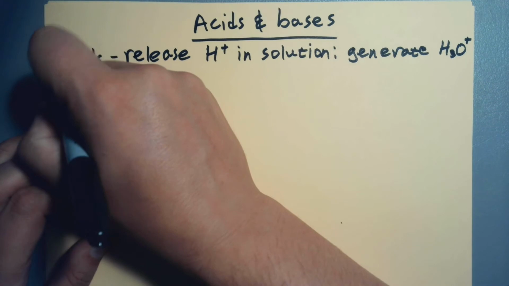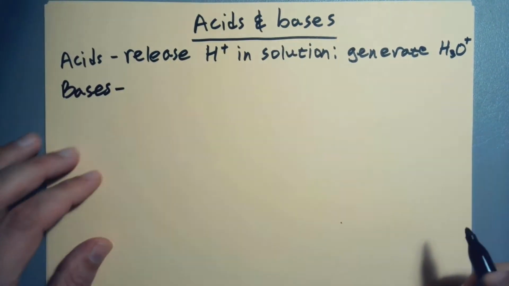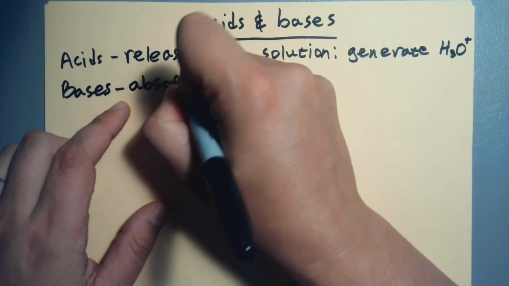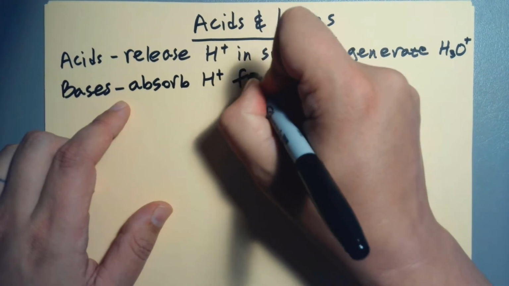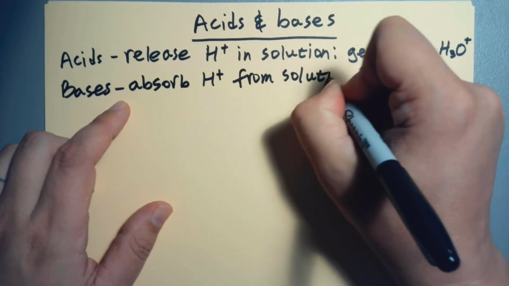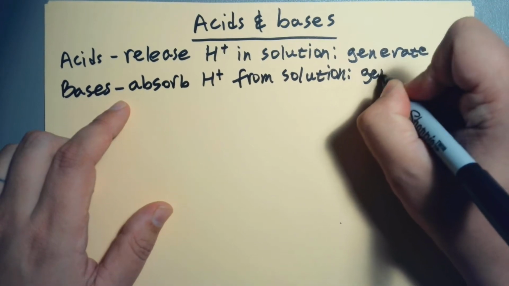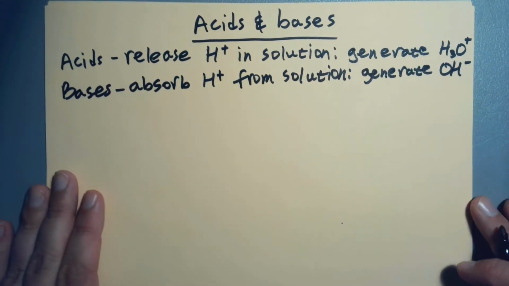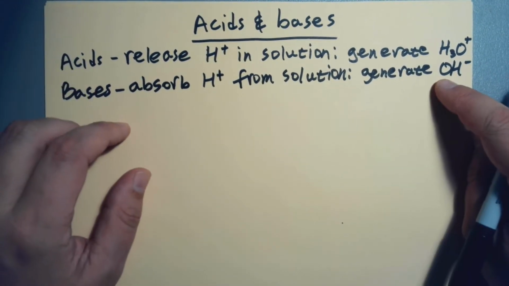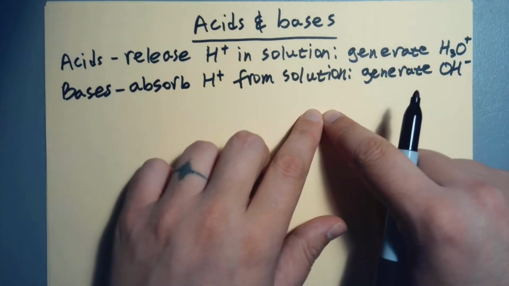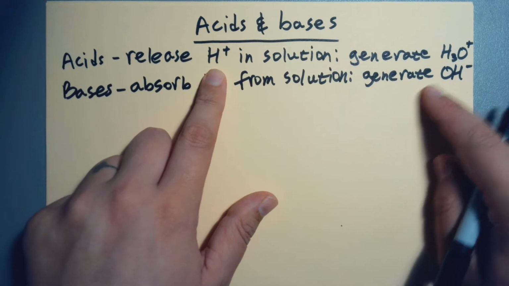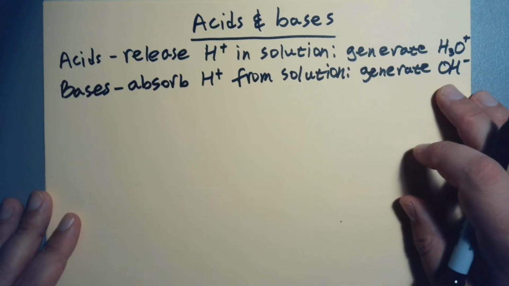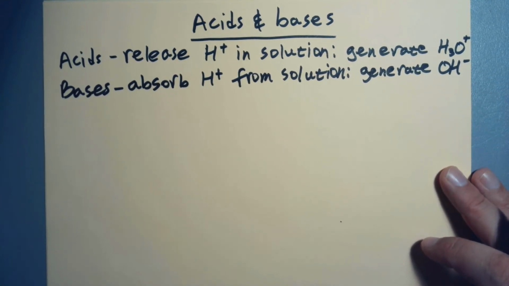And then bases. Bases are the opposite of acids, so if acids release H plus, bases are going to absorb H plus from solution. And typically what they're going to do is generate the hydroxide ion, OH minus. If there are excess H pluses, guess what these OH minuses do? They team up with them and make water. If there aren't extra H pluses around, the OH minuses start showing up in solution more frequently. So they can generate OH minus.